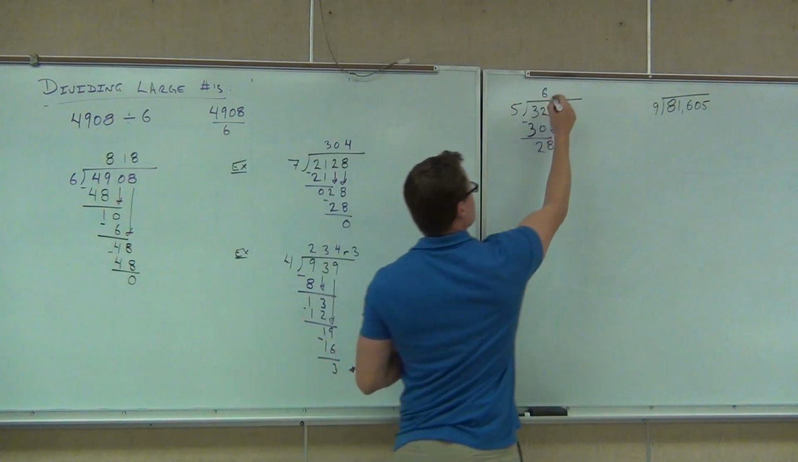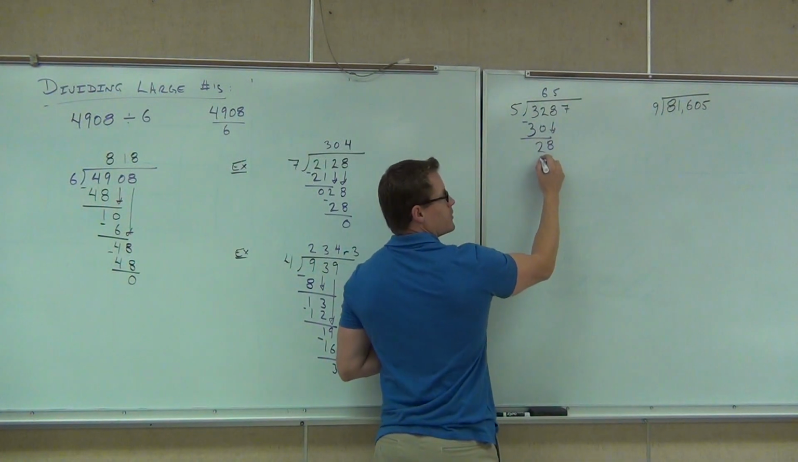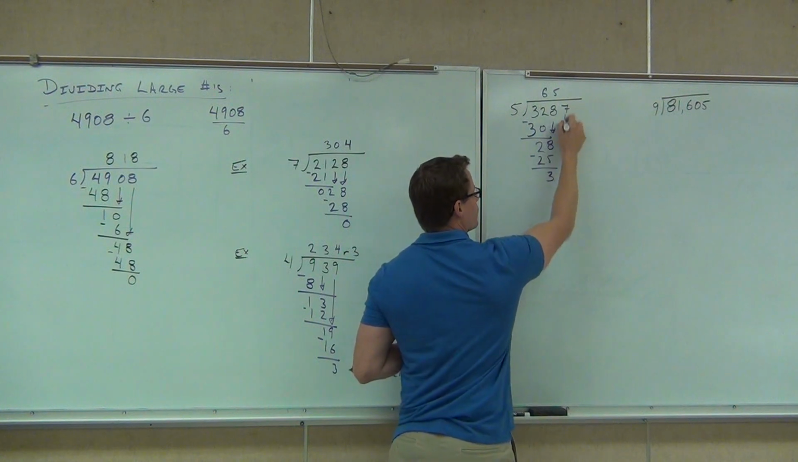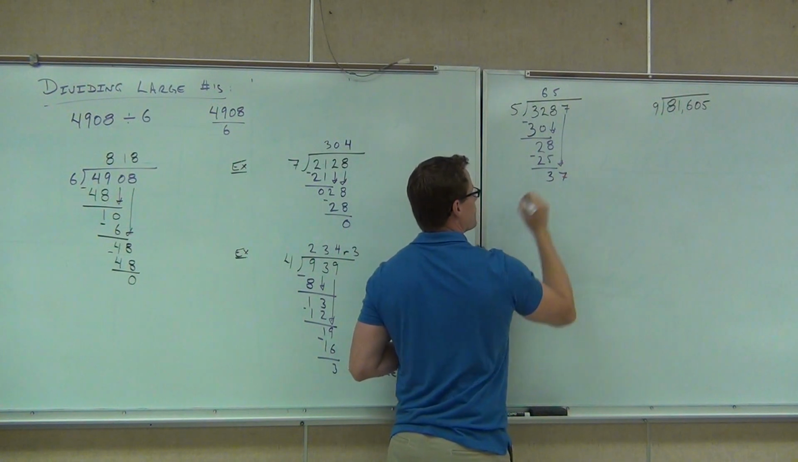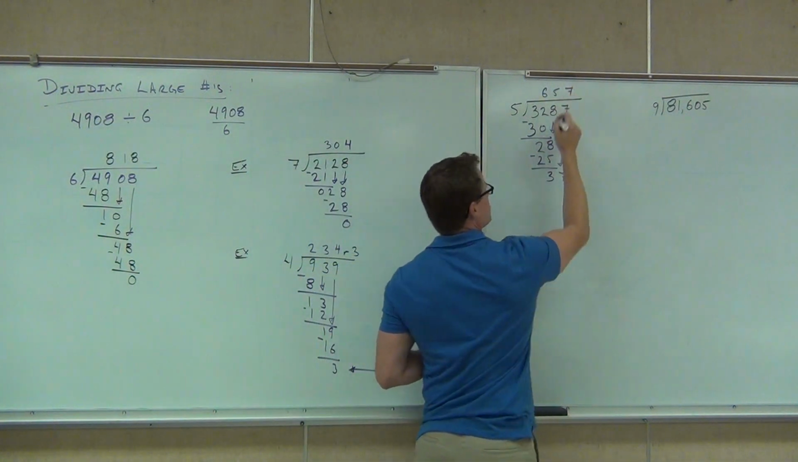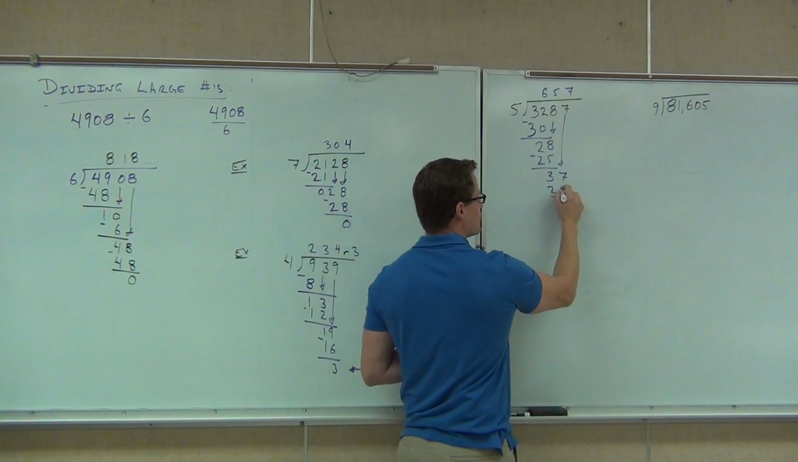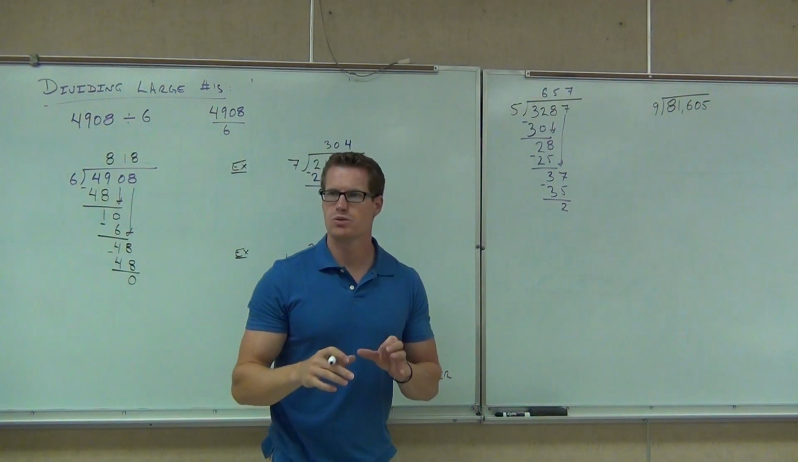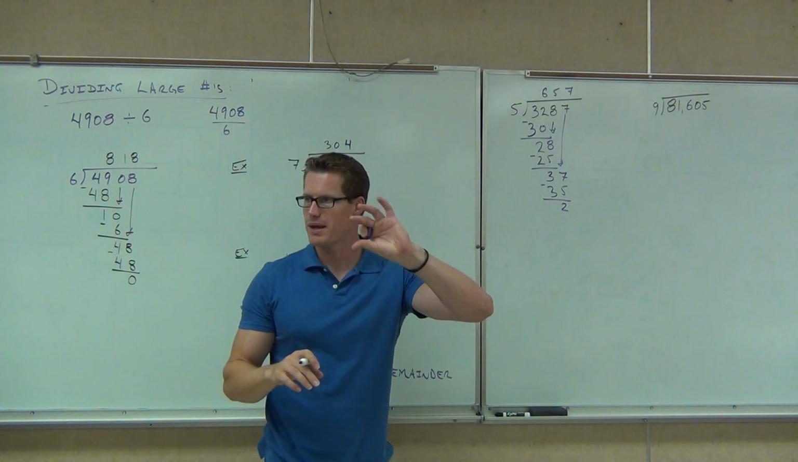We'll divide again. What are we going to get now? 5. All right. The multiplication is going to give us a 25. We'll subtract. We'll get 3. We'll bring down that 7. 7. Cool. So 7 gives us 35. We subtract. We get 2. We're not going to do anything special with that 2. We're just going to write R2 right next to it, a remainder of 2.